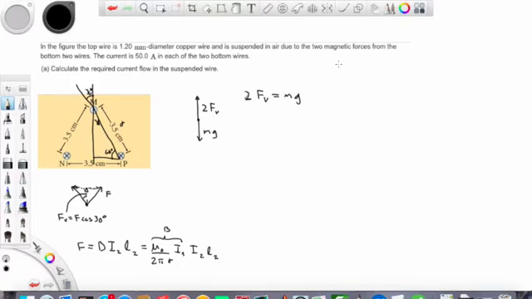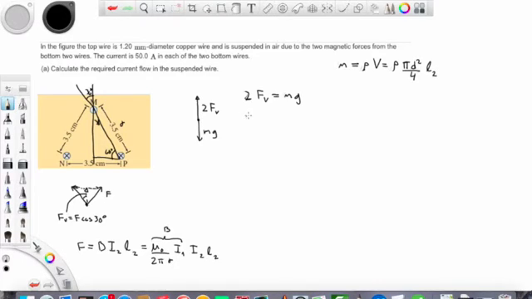And what is m? That's the mass of the conductor, so we only know that it's made of copper and it has a certain diameter, so we have to calculate density times its volume. So we'll get density, and the volume is cross-sectional area times the length L2.